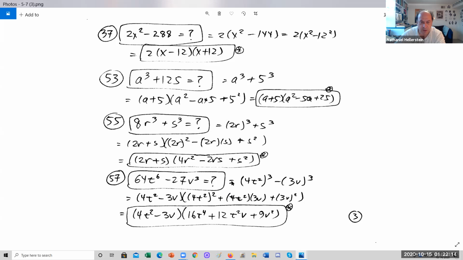And the formula there is difference times square plus product plus square. So the difference is 4t squared minus 3v, times the square of 4t squared, plus 4t squared times 3v, plus the square of 3v. And again, as usual, we have to work this out. And so you get 4t squared minus 3v times 16t to the 4th plus 12t squared v plus 9v squared.